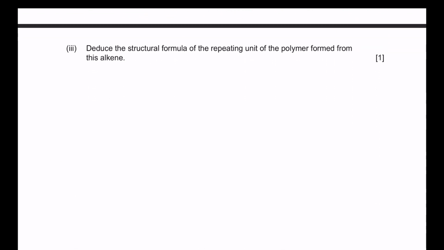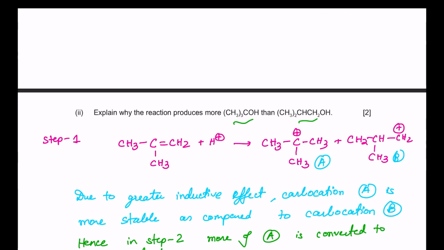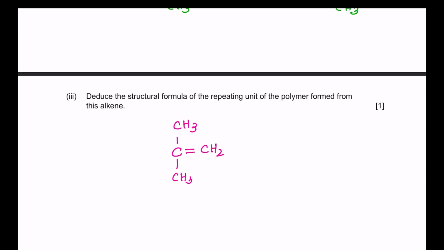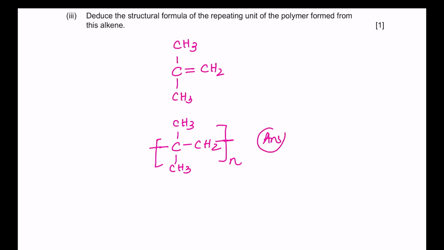Now moving to the next part. Draw the structural formula of the repeating unit of the polymer from this alkene. That is simple. Basically we have to open this double bond, and it will definitely look like this. So this is our compound, and the repeating unit of this polymer is obtained by opening this bond. So it should look like this. This will be your answer.